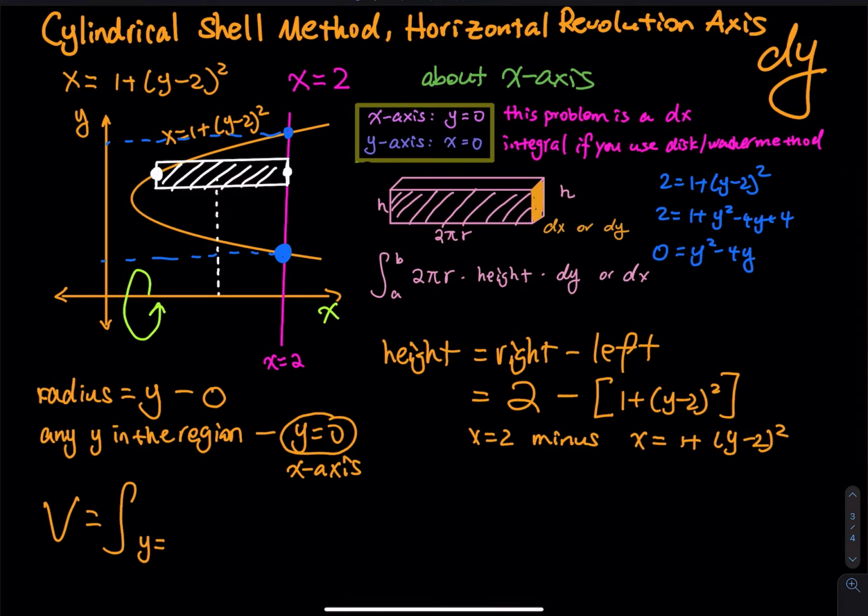So we have y squared minus 4y, 4 plus 1 is 5, 5 minus 2 is equal to 3. And then you factor that: (y minus 1)(y minus 3), so you have y equals 1 and 3. So this is y equals 1, and that is y equals 3. This is how we get y equals 1 to y equals 3.